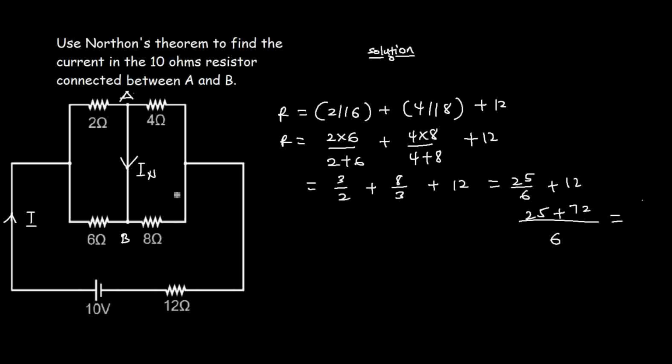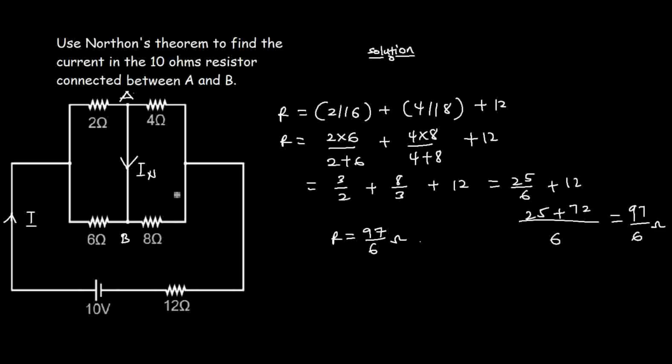97 over 6. So that is the equivalent resistance. So what do you have the total resistance in this circuit to be equal to? 97 on 6 ohms.